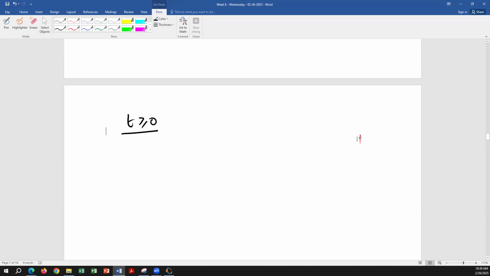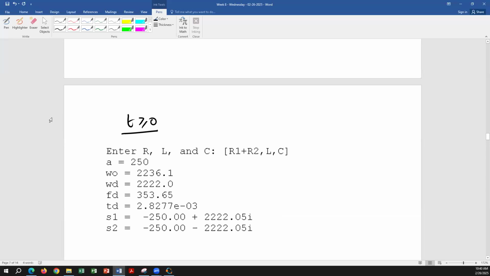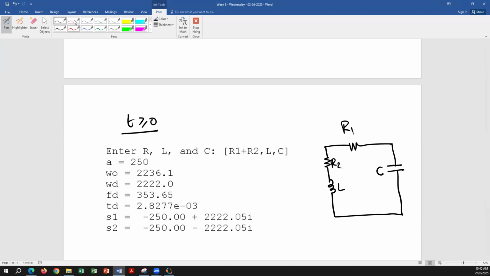I'm going to redraw it, so don't worry about it. I'm just going to put my results and then draw the circuit. Okay, so R2, L, R1 and C. All right, what type of damping do we have? Underdamped circuit, very good. Underdamped circuit, alpha is less than omega naught, and the two roots are complex conjugate roots.